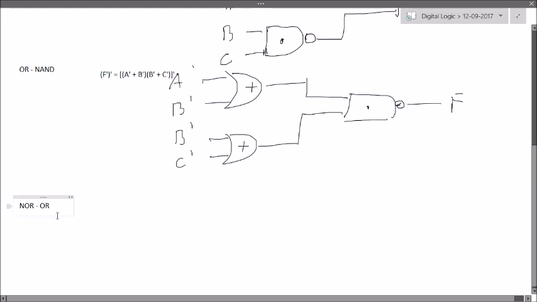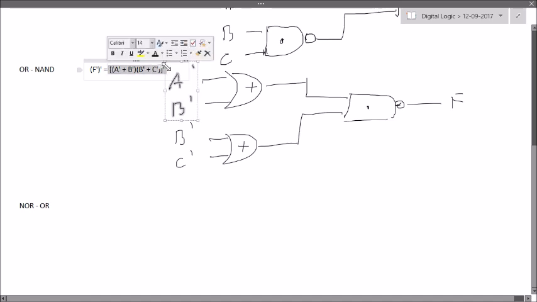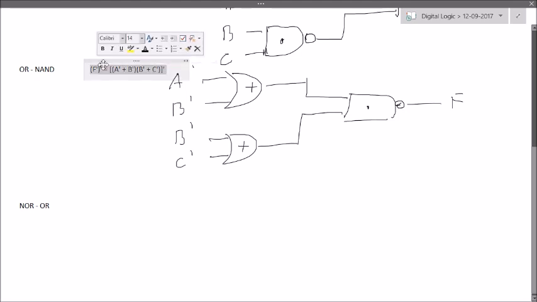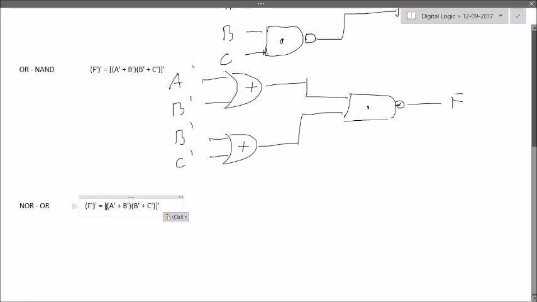Right? And how do we get to a NOR OR gate? Let's move this bit. Notice that we still have a prime outside, right? So what happens if we apply the De Morgan law to the outside of the expression? Let's apply it. So if we apply the De Morgan law, the outside prime goes away, right?